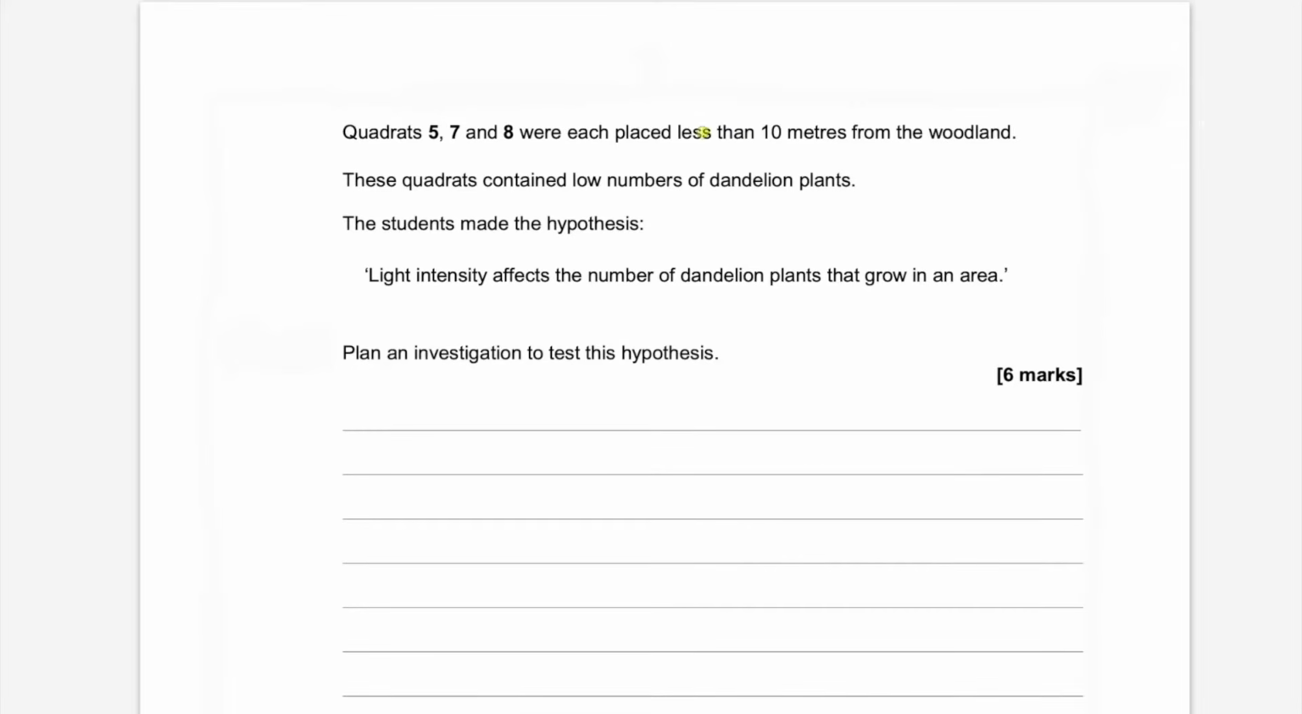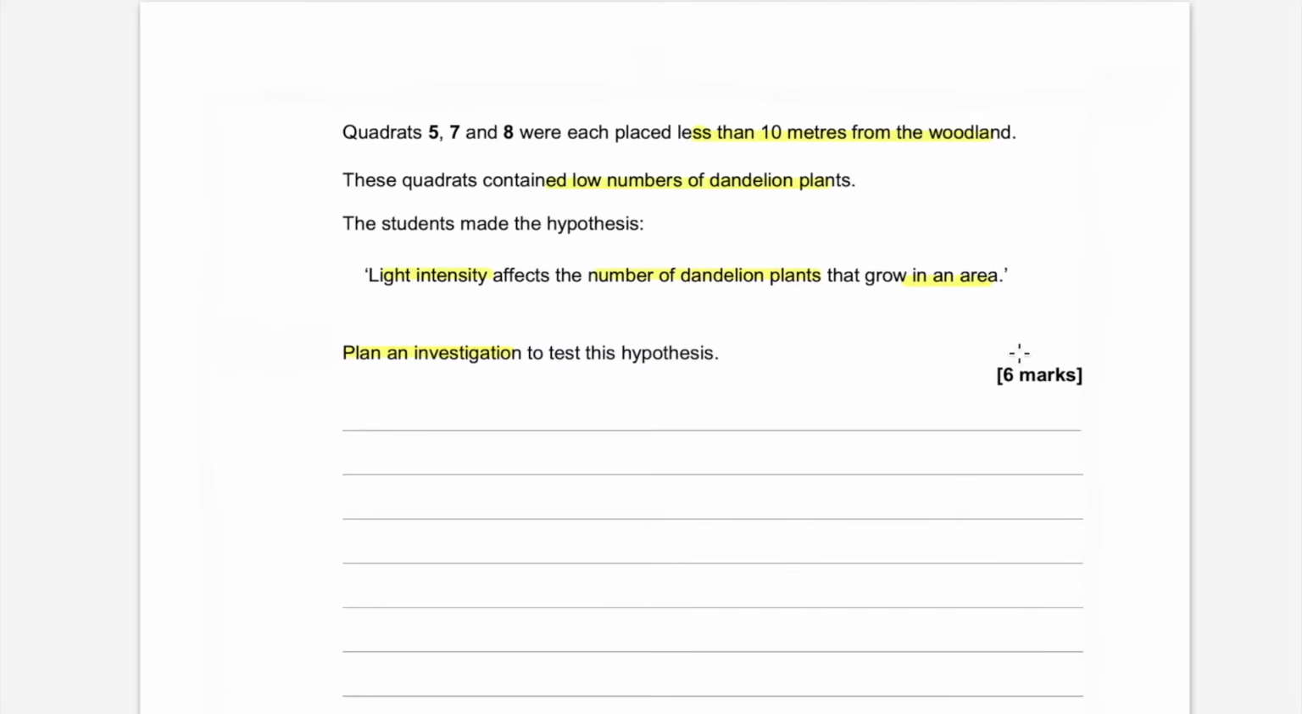Quadrats 5, 7 and 8 were each placed less than 10 metres from the woodland. These quadrats contained low numbers of dandelion plants. The student made the hypothesis: light intensity affects the number of dandelion plants that grow in an area. Plan an investigation to test this hypothesis.